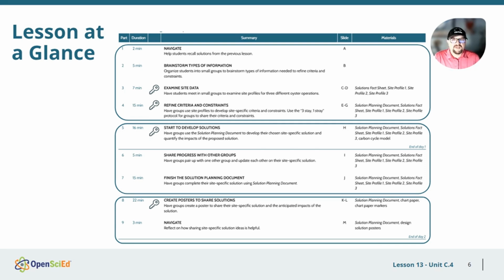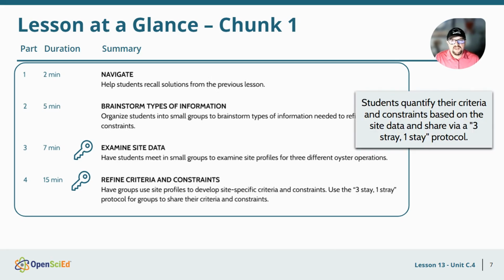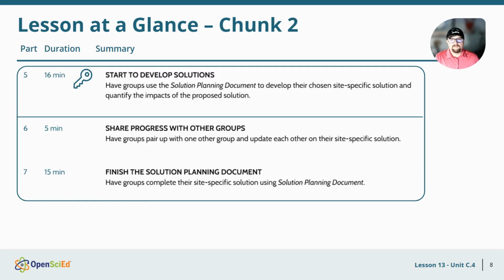I find it helpful to think of these 2 days as three distinct instructional chunks as opposed to our normal sense making, since we're not really figuring out anything new as a class. Chunk 1 takes up the first half of day 1. Students begin by examining local site profiles like Chesapeake Bay, Puget Sound, or a family aquaculture setup alongside a solutions fact sheet. What we're doing here is shifting students away from vague ideas towards precise quantitative engineering parameters. They quantify their criteria and constraints and then share their lists across groups using a 3-stray, 1-stay protocol.